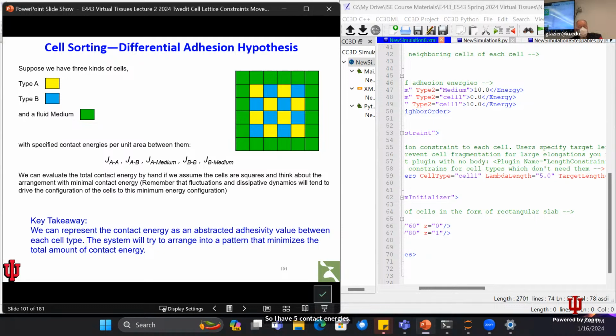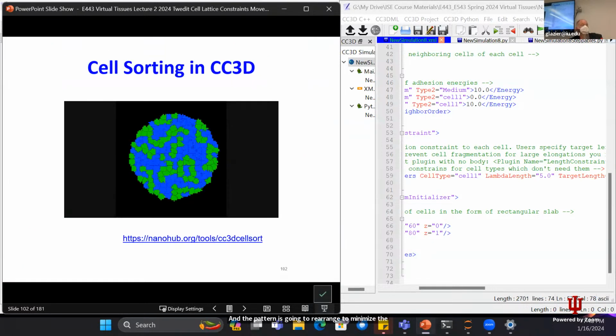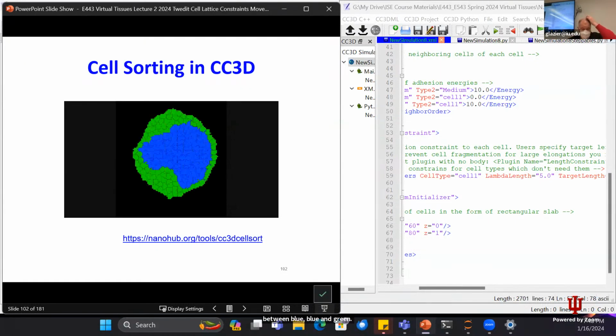And the pattern is going to rearrange to minimize the contact energy. And that's what's happening here. In this case, I've defined contact energies so that my blue cells have a lower contact energy with each other than green cells do. And blue and green energy is intermediate between blue-blue and green-green. And when I do that, I get the cells to sort.